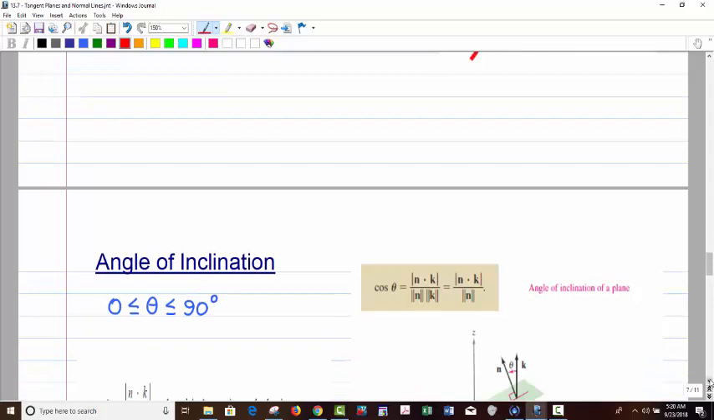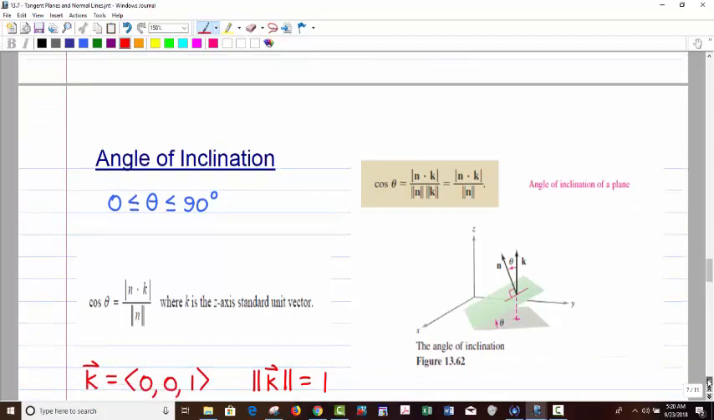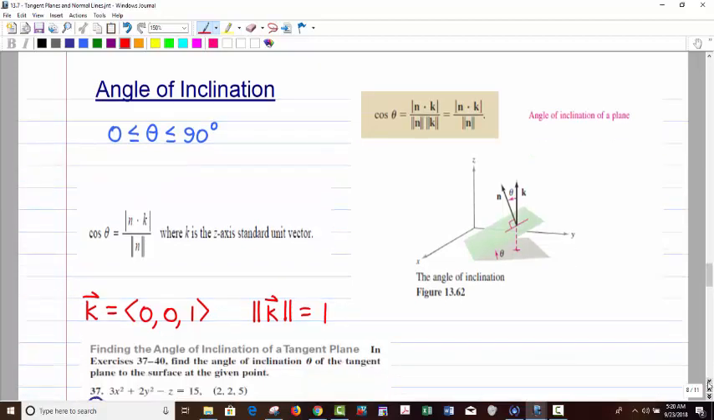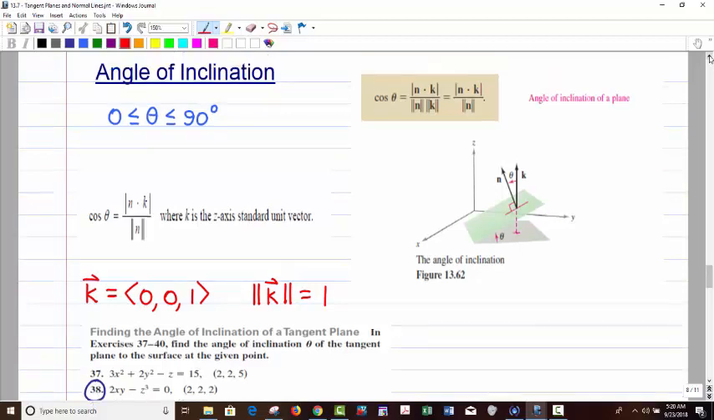All right, so now we have a new idea to learn in this section. It's not too bad. We have what's called angle of inclination. In other words, at what angle a plane is elevated from the XY plane. And this will be measured as an angle between 0 and 90. So it's kind of like using the same angle.